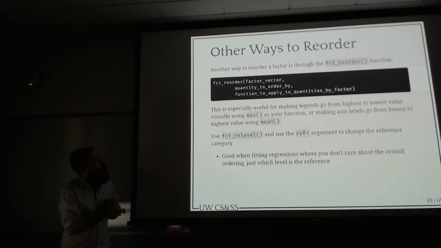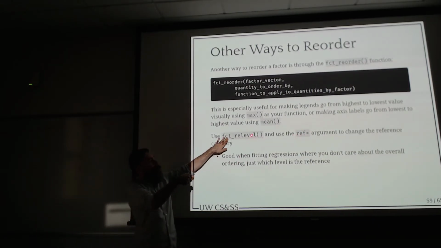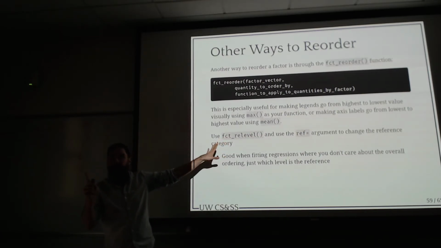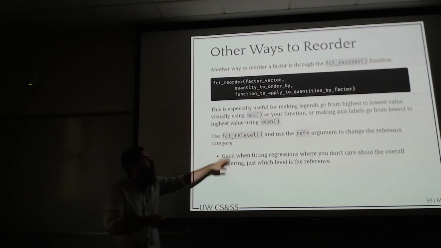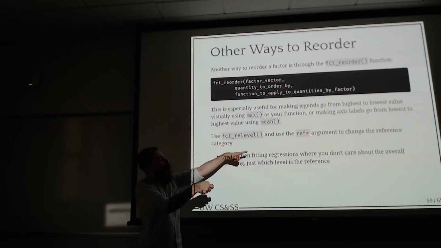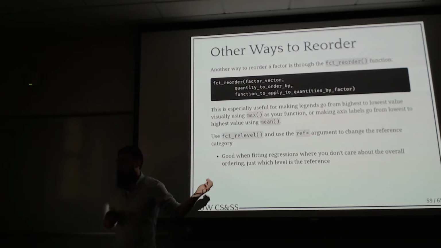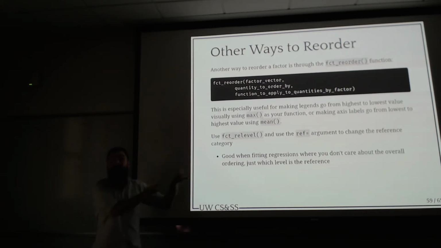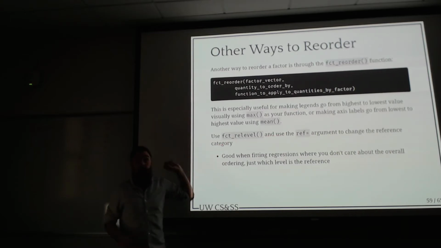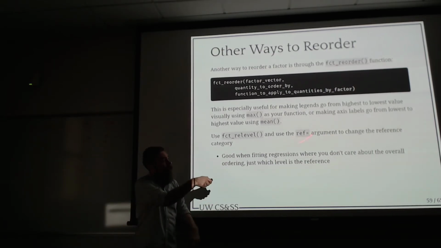fct_relevel, if you give it the argument ref, is for manually adjusting one level at a time or a couple of levels. If you do fct_relevel with ref equals some level of that factor, that will just make that level the first level and push everything else past it. This is how you would set a reference level to go into a regression model, where the only thing that matters is the reference category. Everything else is getting its own variable anyway. fct_relevel, ref.